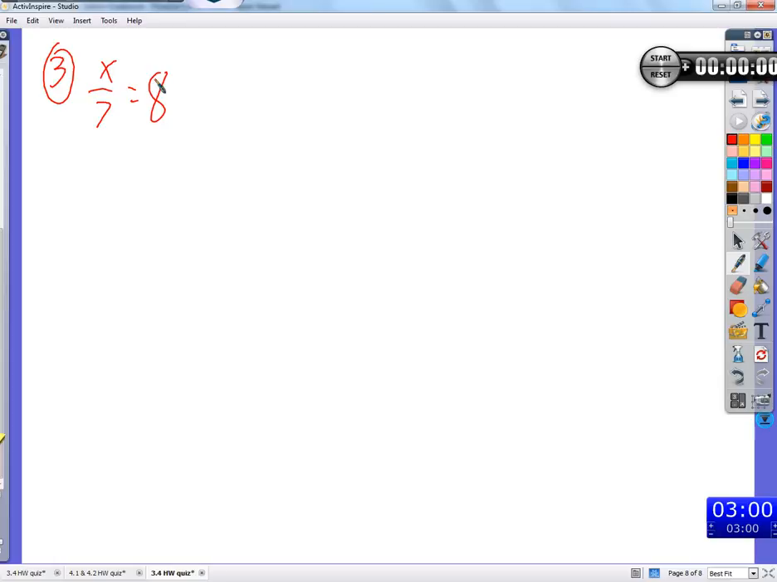You got x divided by 7 equals 8. It means, well, we want x. You're telling us what 1/7 of x is. 1/7 of what we're looking for is 8. So what we're actually looking for is 7 times as big as that. Does that make sense?